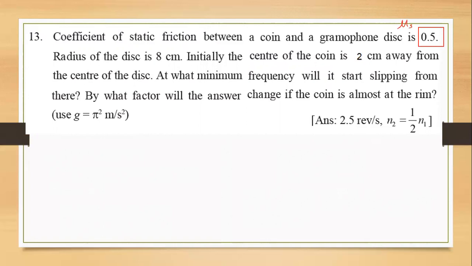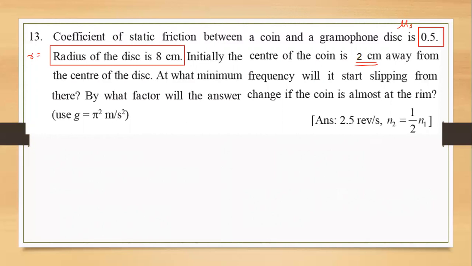The radius of the disc is 8 centimeter. Means here they have given the radius of the disc. Let me use small r. Initially, the center of the coin is 2 centimeter away from the center of the disc. Now pay attention. The distance of the coin from the center of the disc.